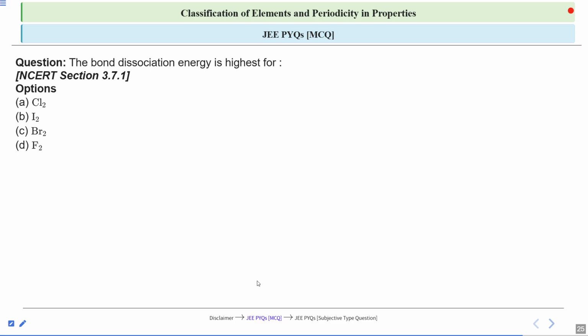Moving on to the next question. The bond dissociation energy is highest for. So, you have 4 options. So, again, it is an anomaly. You have 4 different halogen molecules: chlorine, iodine, bromine, and fluorine. Your time to solve this question starts now.